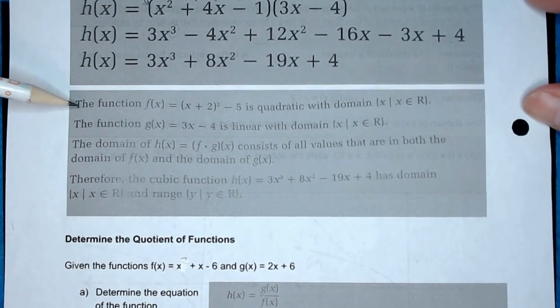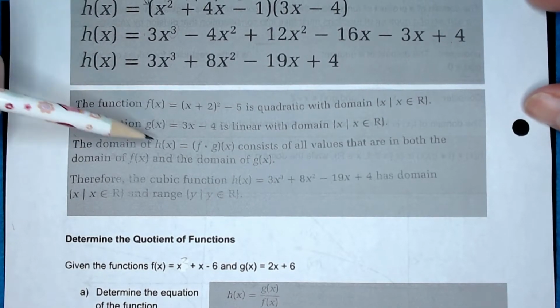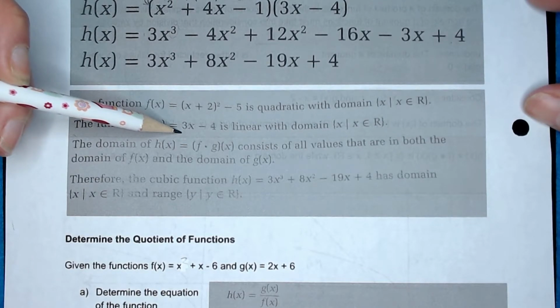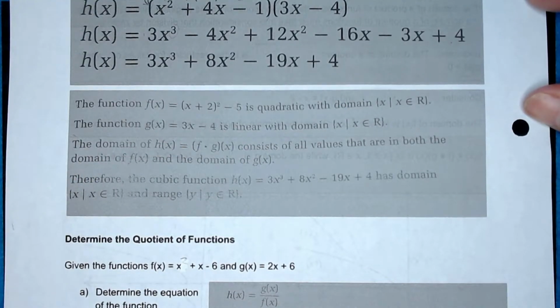If you're asked to find the domain and range, it's very simple. You just look at the domain of each of these functions. Now, f of x is a parabola, so we know that it has a domain, x is an element of the real numbers, and g of x is also a straight line, so it also exists as all real numbers.